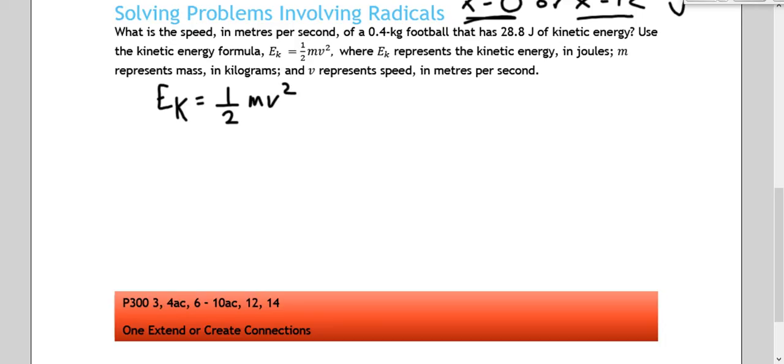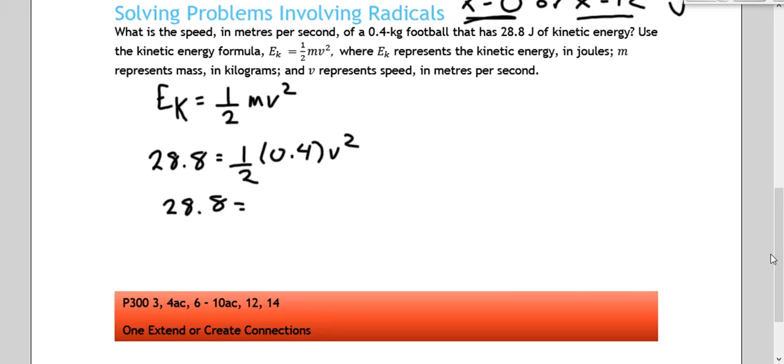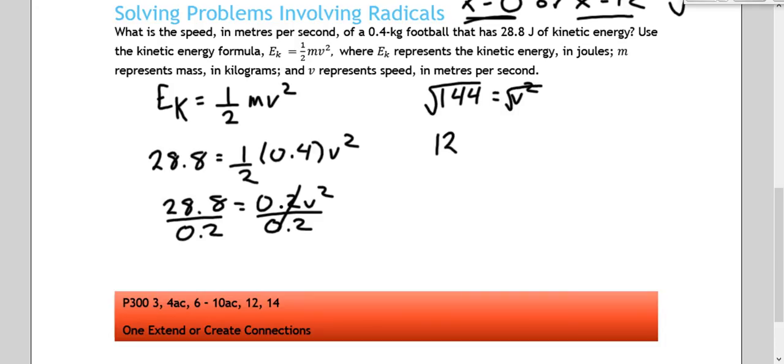EK represents the kinetic energy, so 28.8 is equal to 1/2 of the mass 0.4 times velocity squared. 28.8 is equal to 0.2 velocity squared, divide. That leaves me with 144 is equal to velocity squared, square root, and you get 12 meters per second is equal to velocity. And I'm only using the positive because I am looking for speed going forward.